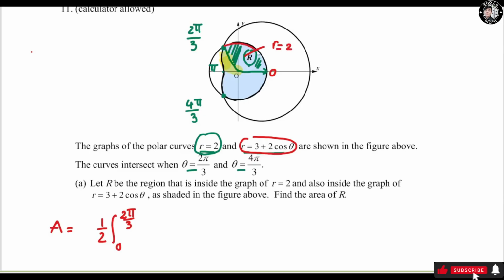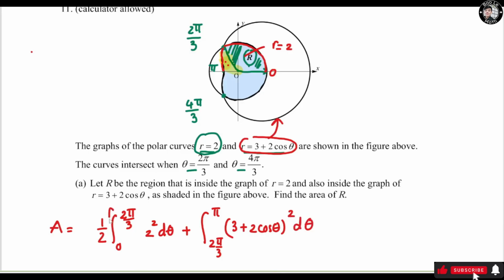Look at this one right here. So it could be 2 square d theta, plus this guy right here, the yellow one enclosed by the guys right here. So it could be the integral from 2 pi over 3 to pi of (3 plus 2 cosine theta) altogether square d theta.